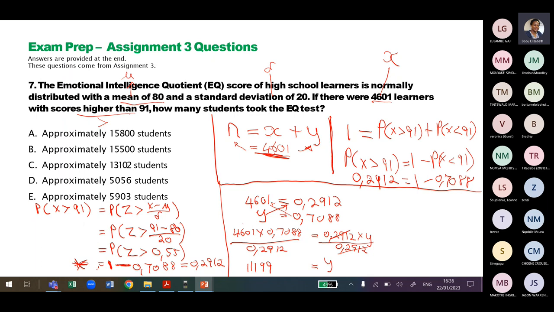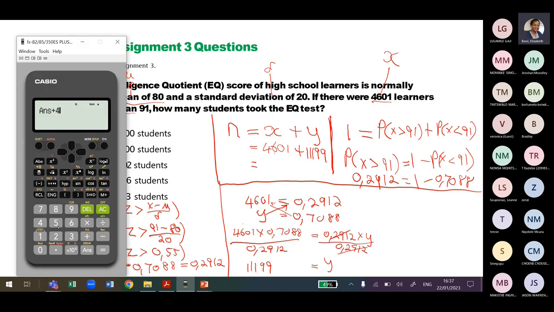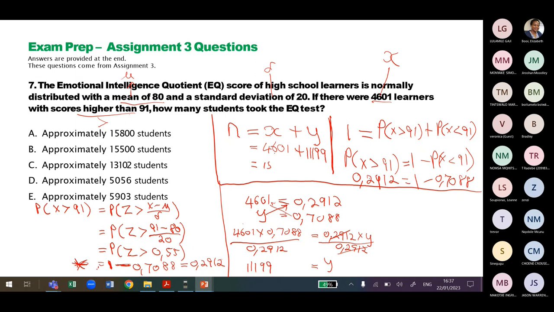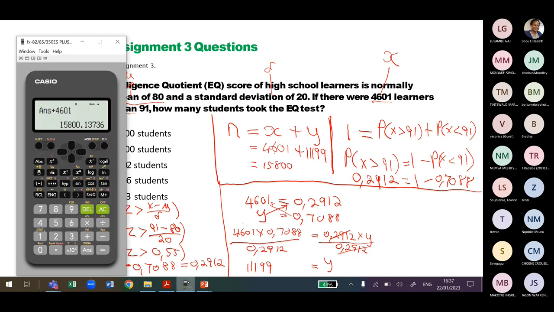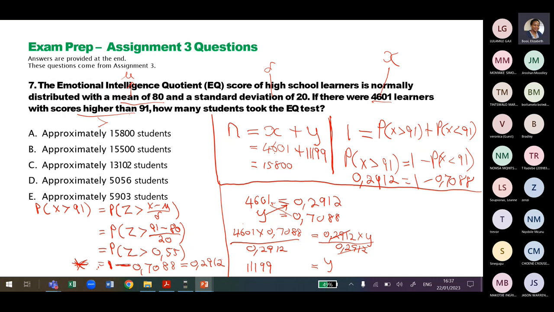So if we know what our y is, we can go back to our formula. Plus, remember, we can just add 4,601 and 11,199. Add them together, that will give you the value of n. So n is 15,800, that will be the number of students. So from here to there, to here to there. Like I said, I'm going to write so many equations that are going to confuse you.